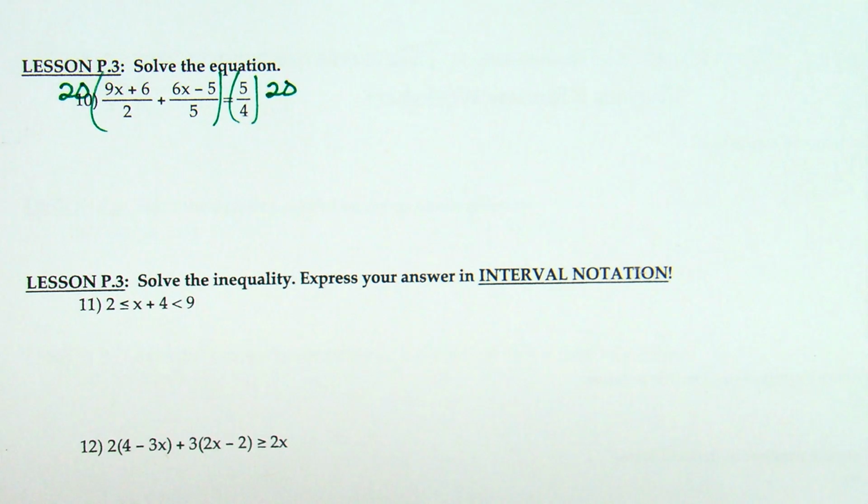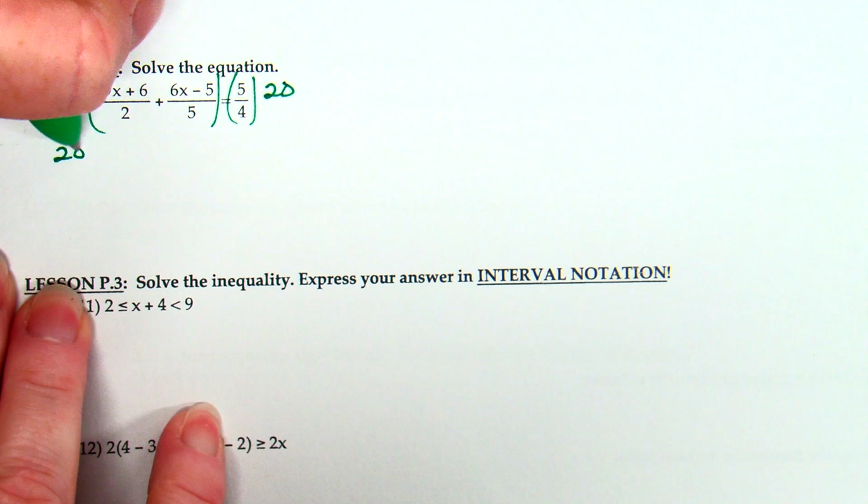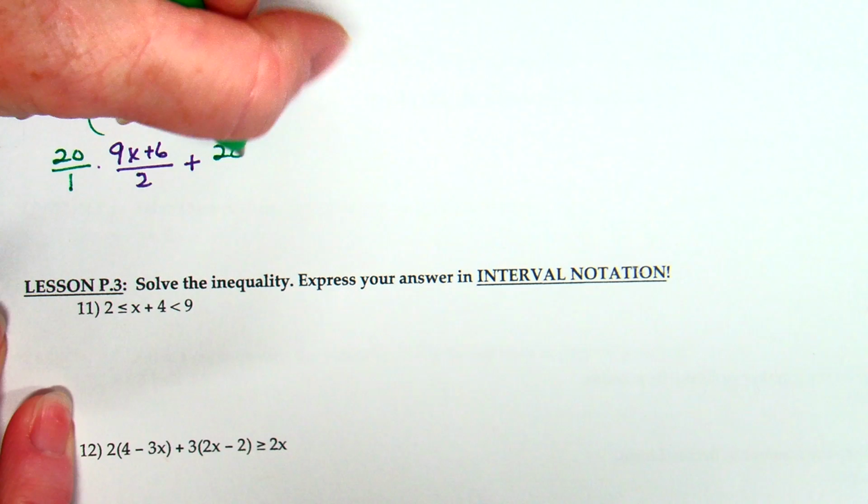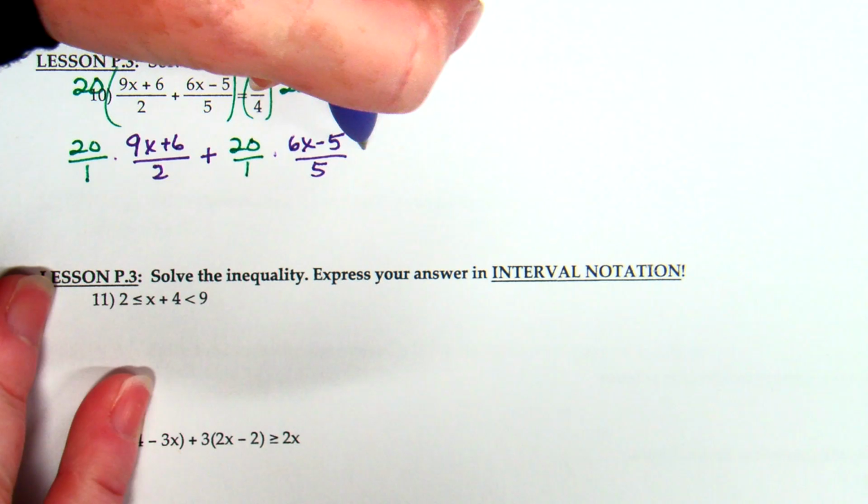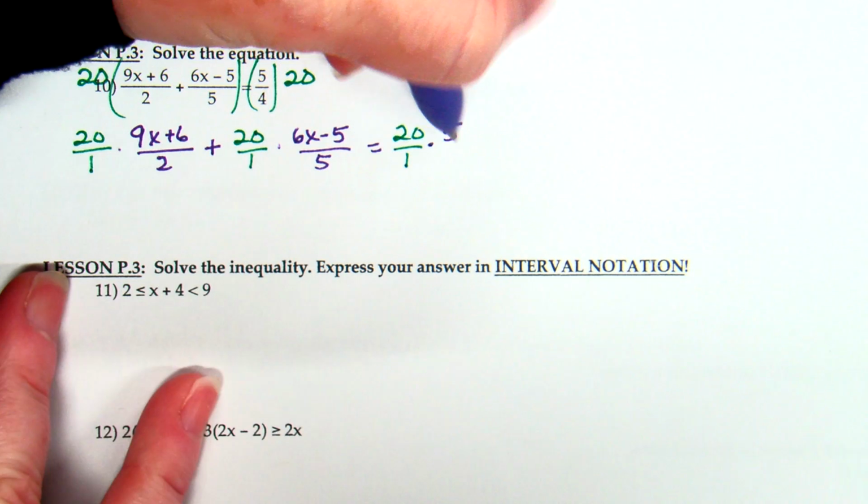I'm going to write this out the long way, just because, as I said, some of you could use it, I think. We're going to multiply 20 over 1 times 9x plus 6 over 2, plus 20 over 1 times the 6x minus 5 over 5, and 20 over 1 times the 5 over 4. So some of you don't need that extra step right now. That's fine. But again, I'm concerned because I saw some issues on the quiz I didn't like. Every piece is being multiplied by 20 as a fraction, 20 over 1.